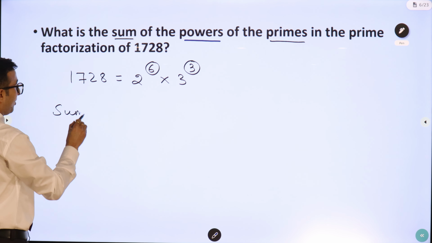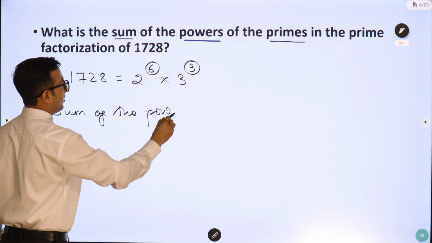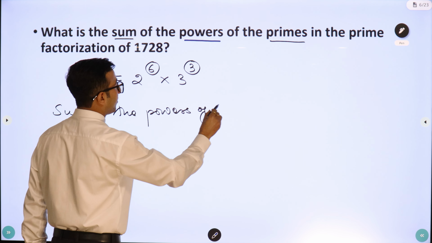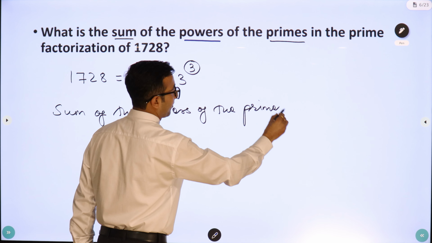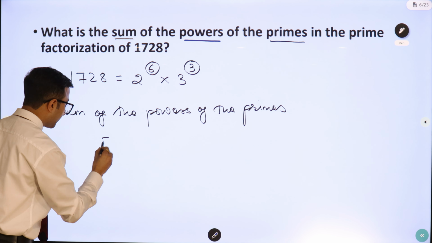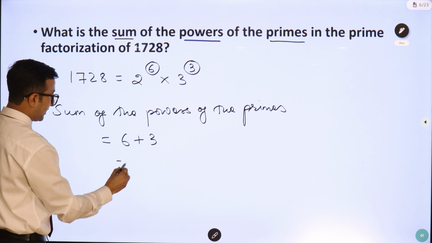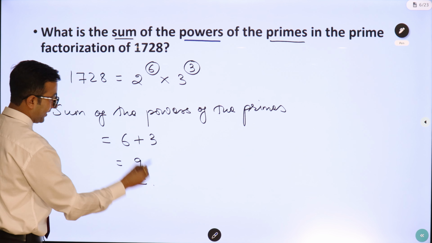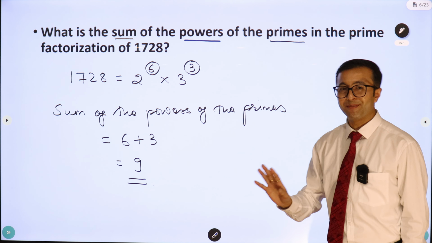Therefore sum of the power of the primes is equal to 6 plus 3, which gives us 9. So just see these two questions. These two questions seem same.